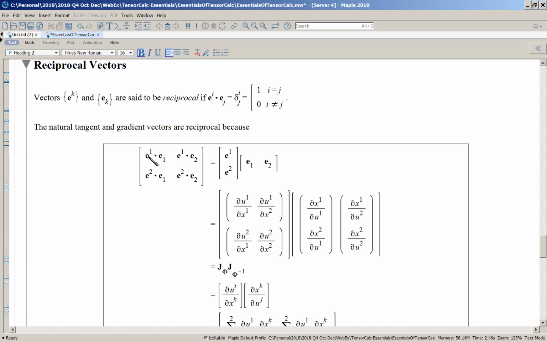E upper 1, the gradient vector, is a row in the Jacobian matrix J phi. And so these two rows constitute J phi. Remember, the columns are still what they should be. Derivatives with respect to the same variable go down the column. So these vectors, E1, E2, they're column vectors.